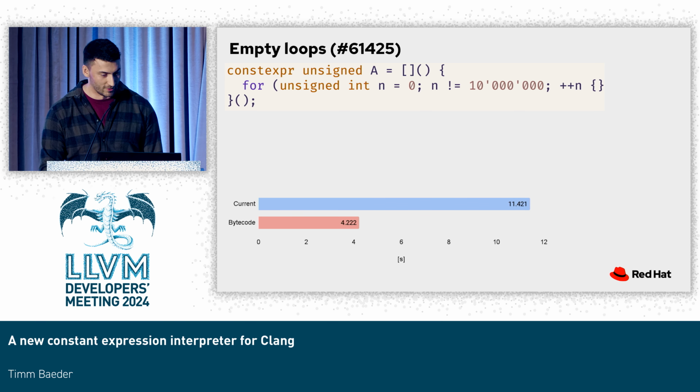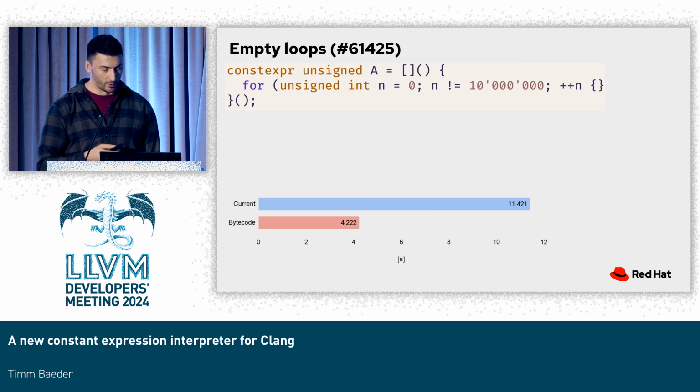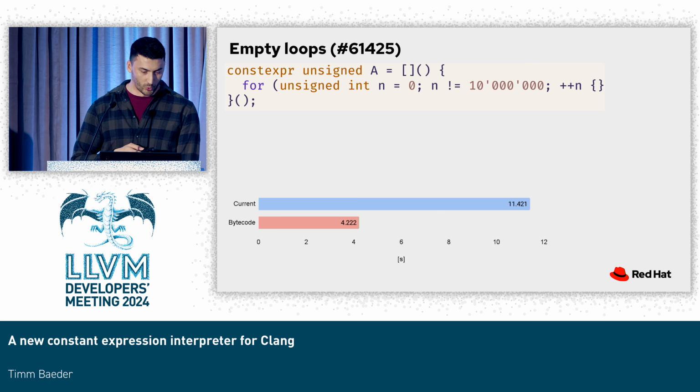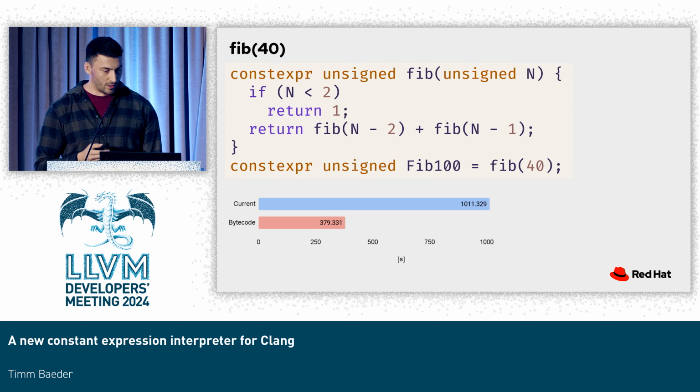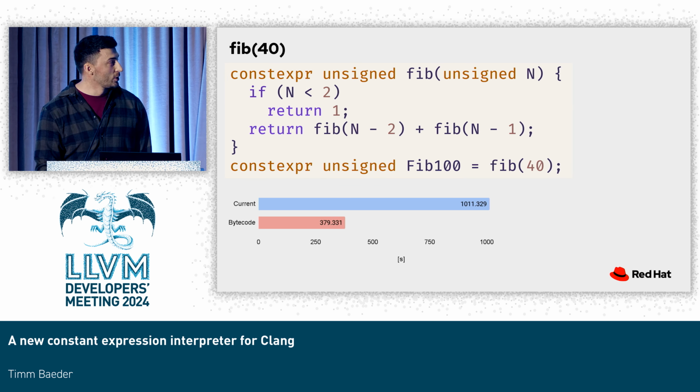GitHub issue number 61425. So definitely there's a real need for this, and so you can now do nothing but faster. This runs in like 4 seconds instead of 11. If you want to compile Fibonacci numbers in a really, really inefficient way, you can do that now, and it's faster.